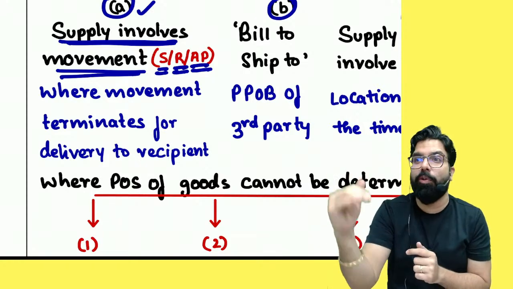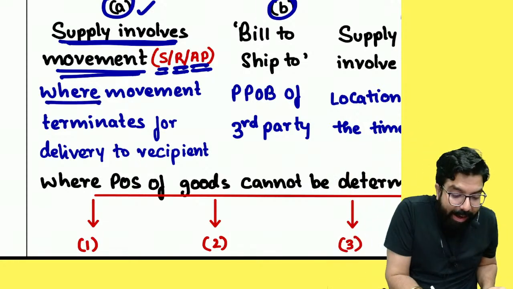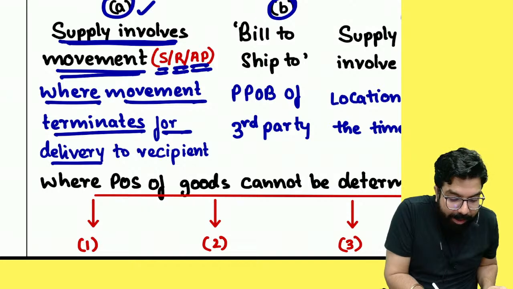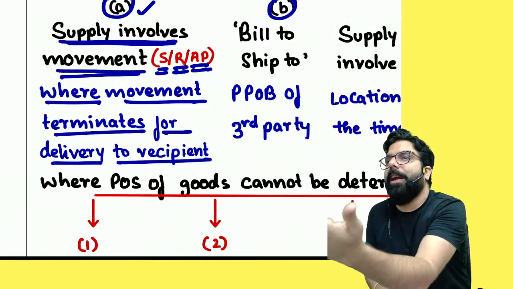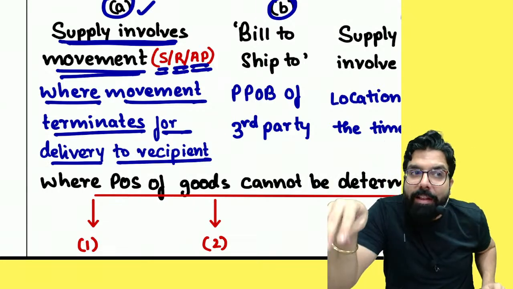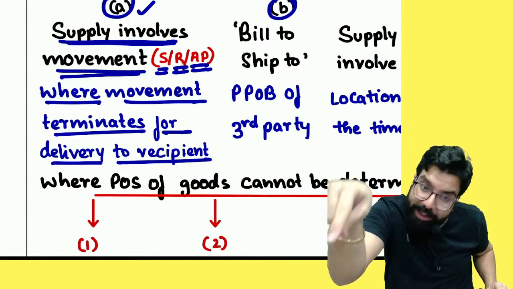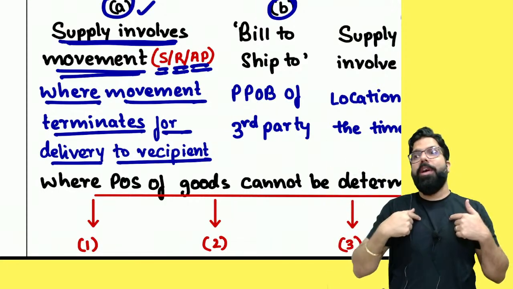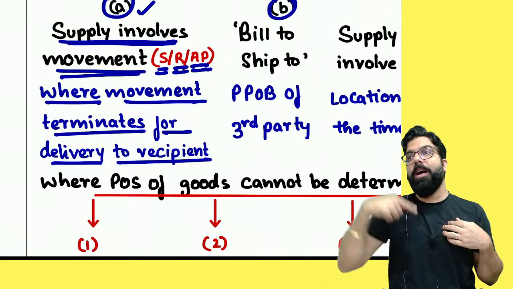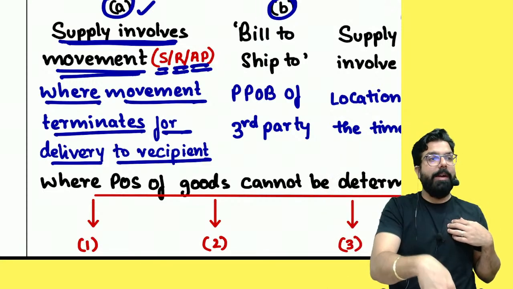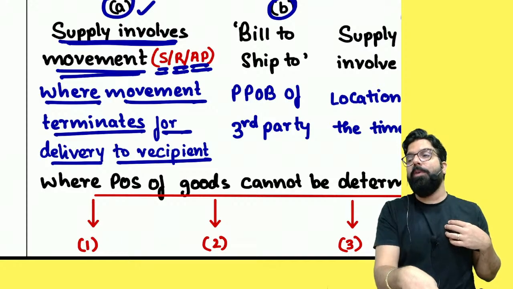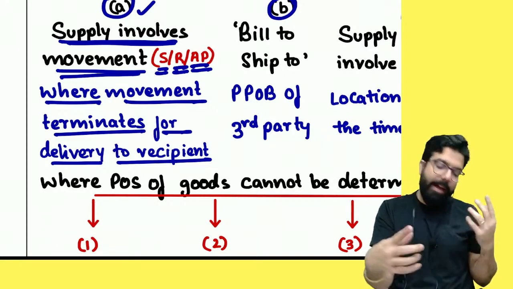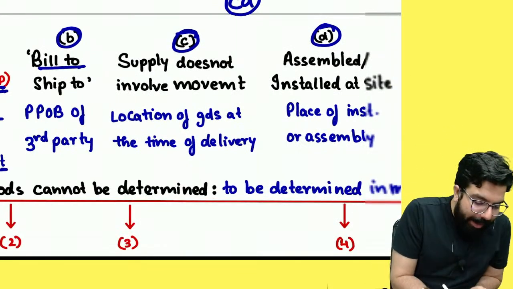Not by logic, that is just like that you told. But law says where the movement terminates for delivery to the recipient. Where is the movement terminating, everyone? My goods are going. Where will the movement terminate? Delhi. So that is becoming the place of supply. Location of supplier is Karnataka. Place of supply as per section 10(1)(a) is Delhi. What will I charge? IGST.